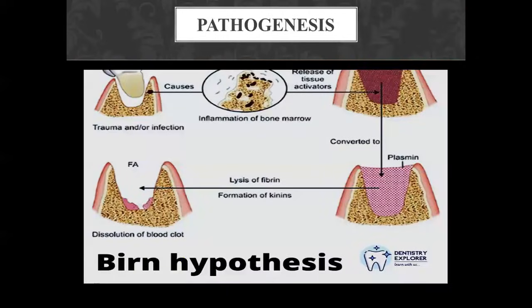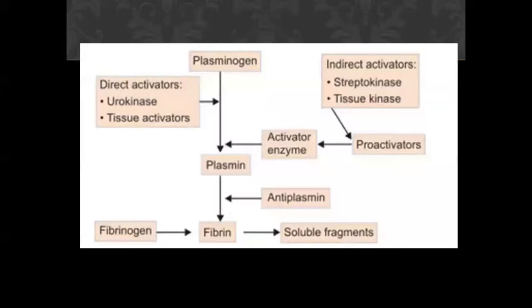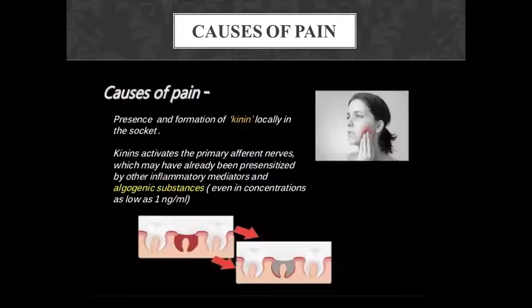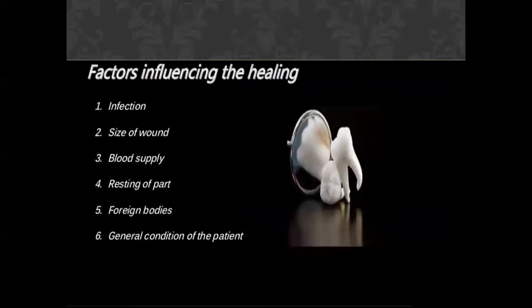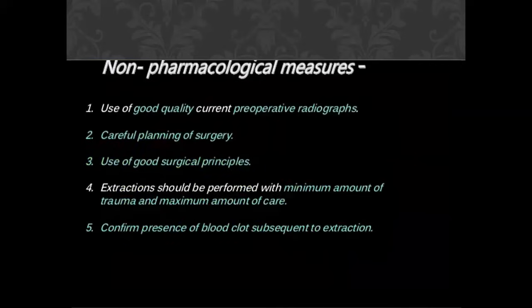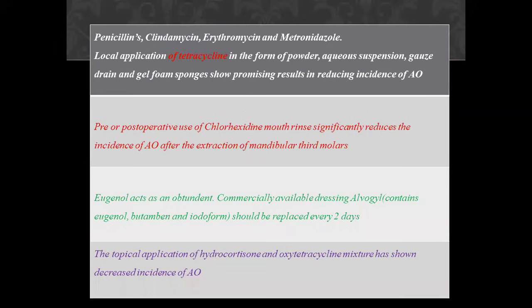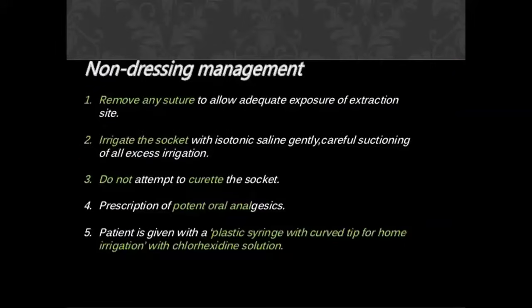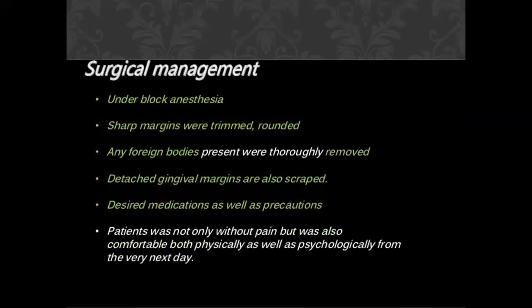All these etiologies will result in the conversion of fibrinogen to fibrin, which in turn causes the lysis of the blood clot. A flow chart shows the mechanism of how dry socket is developed, what the signs and symptoms are, the substance which causes the pain, what factors influence healing, what the prophylactic management is, non-pharmacological and pharmacological, the few pharmacological managements, the non-dressing management, and the surgical management. So these are all the important points for you to crack the MCQs which will come in the NEET exams. Thank you.